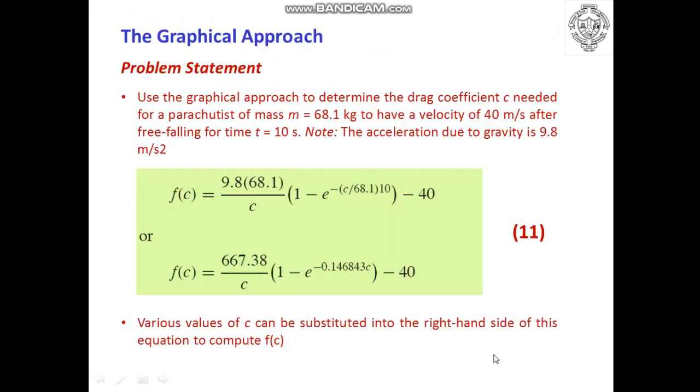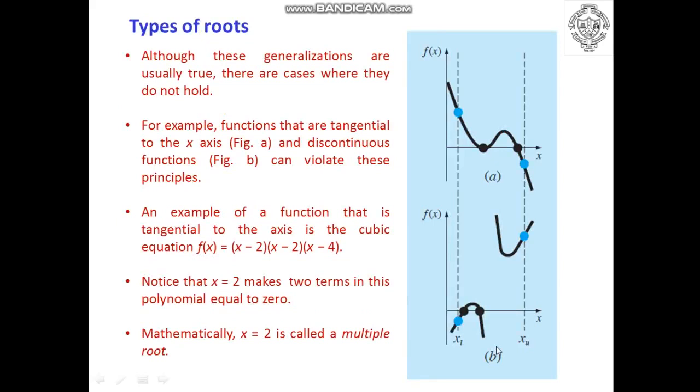On the other hand, if you consider case B, again you may notice that the sign of the function at xl is negative, and the sign of the function at xu is opposite, that is positive, but you will never reach the roots, so it may violate the principles which we have seen in the previous slides.